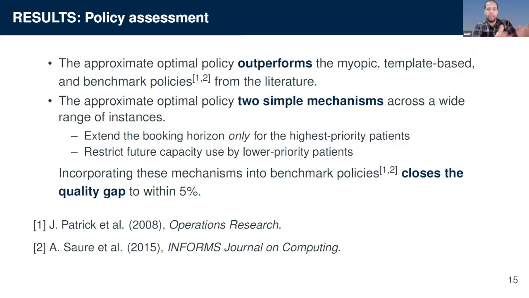So we realized that our approximate optimal policy restricts the capacity used by lower priority patients, right? Let's say we can utilize only 30% of capacity for lower priority patients. In that case, it reserves future capacity for higher priority patients, and it prevents a lot of transfer costs, wait time penalties, deferral penalties, etc. Once we incorporated these two simple mechanisms into the alternative policies, we realized that they improve the benchmark policy significantly, and in fact close the optimality gap to within 5%.